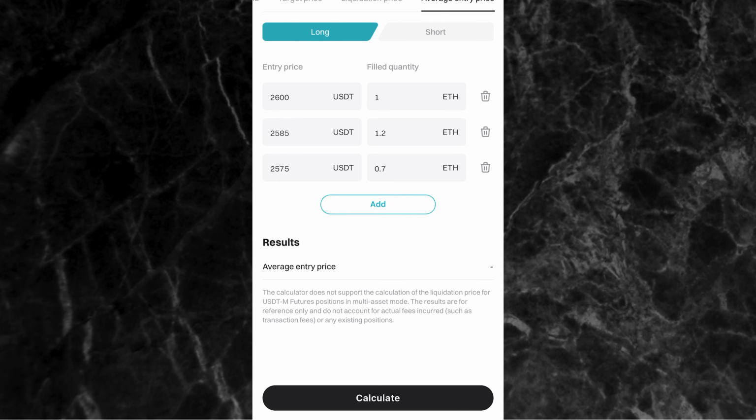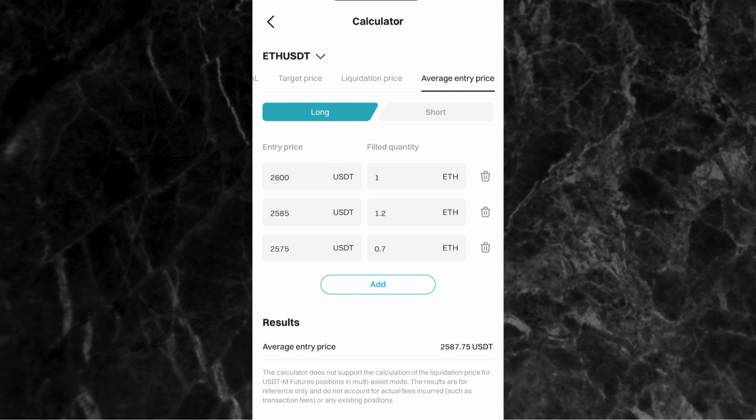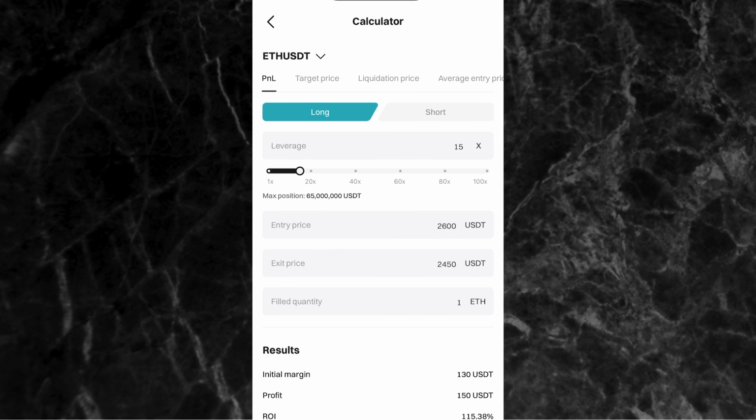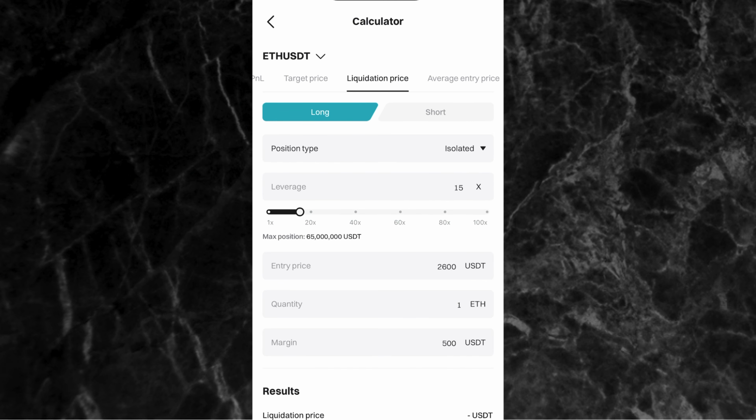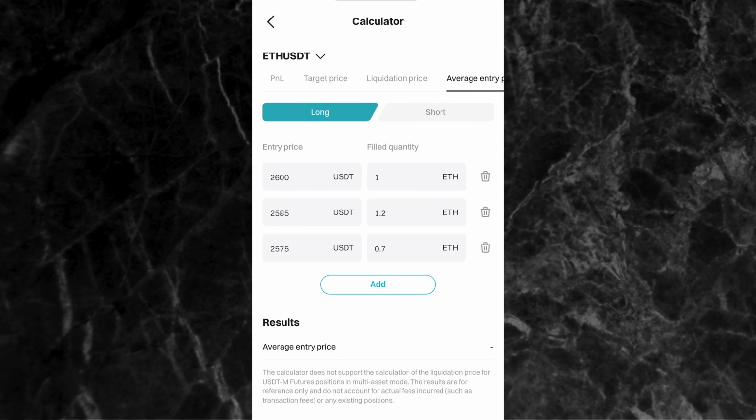So once you've entered all the trades, just click on calculate at the bottom side of the screen, and then it will show you your average entry price. So the average entry price for these 3 trades is 2,587 USDT. So that's just it. And it's the same thing for shorting also. So you can see this is how you can use this futures trading calculator to calculate your PNL, your target price, your liquidation price, and your average entry price.